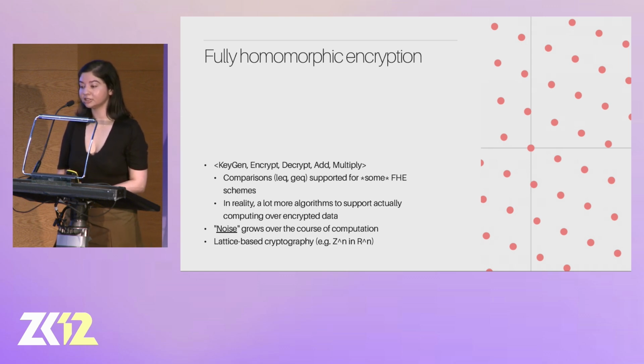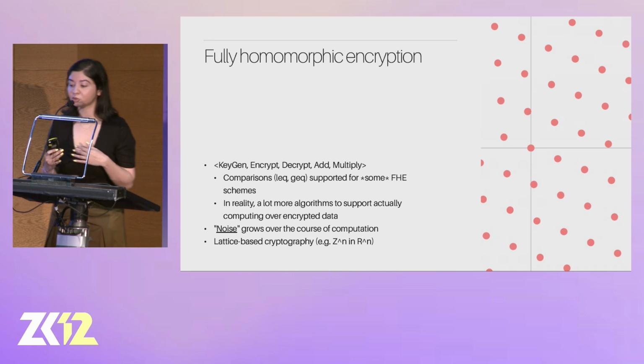So for certain kinds of FHE schemes, you can also perform comparisons over the encrypted data in a fairly efficient way. And to actually support all of this computation over the encrypted data, there tends to be a lot more algorithms in the background that actually facilitate this process.